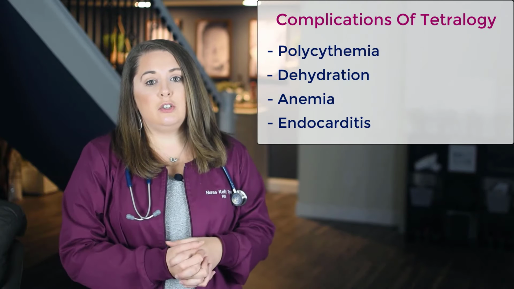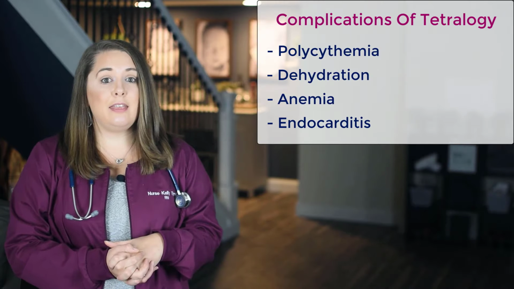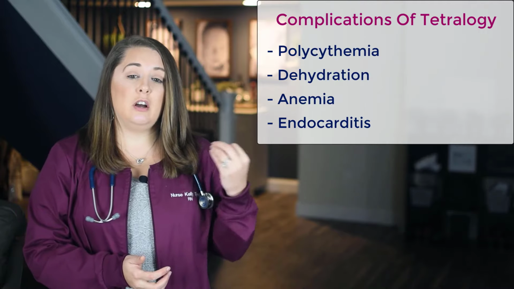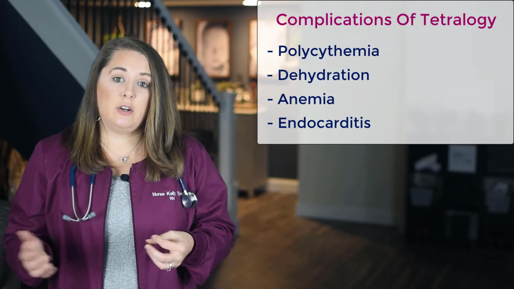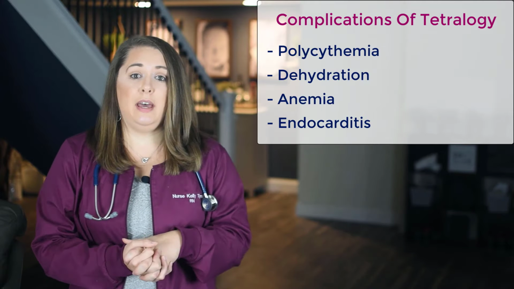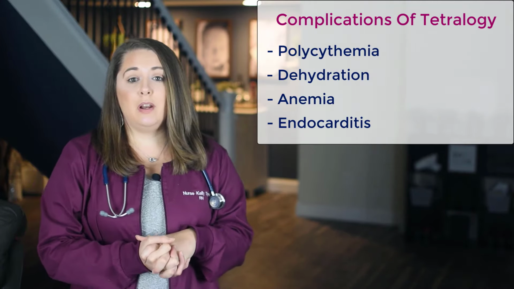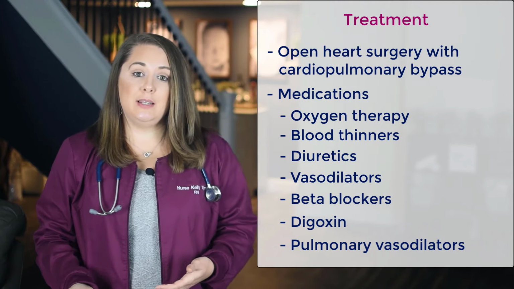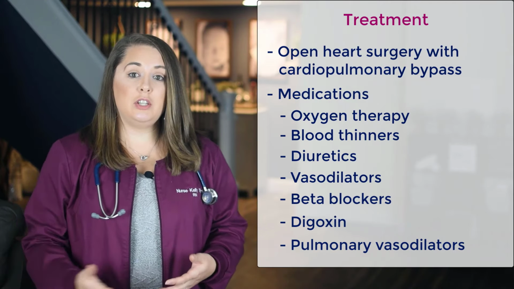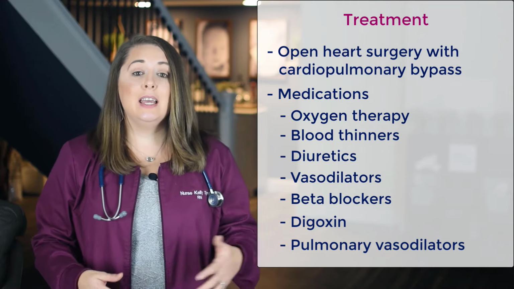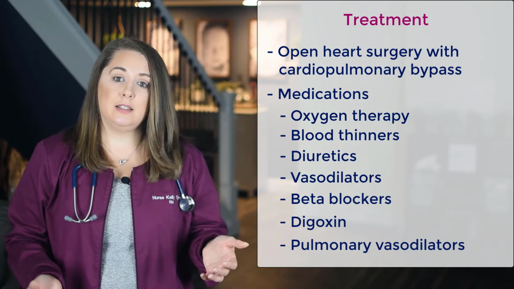Some complications of tetralogy that you'll want to be familiar with is thick blood from the polycythemia we talked about earlier, from that overproduction of those red blood cells. Also dehydration and anemia from the lack of feeding. And these patients are also at a higher risk for developing endocarditis. So you want to make sure that they are on prophylactic antibiotics and that they have really good dental care. As for treatment, you're going to want to treat symptoms of the right-sided heart failure while the patient is waiting to become stable for an open heart surgery with cardiopulmonary bypass to manually fix all of those defects.